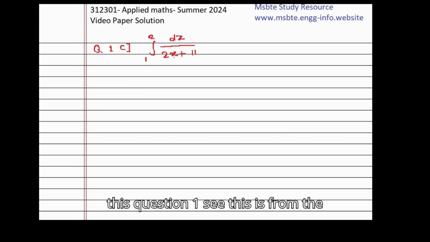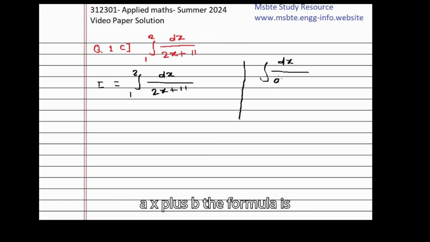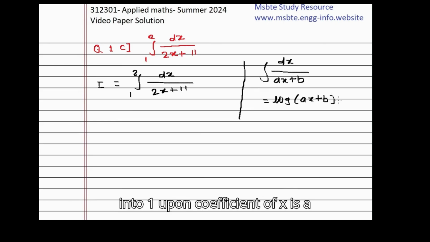So this is question 1c, from the chapter definite integration. We have been given limits. इसमें लिमिट दिया गया 1 to 2 dx upon और इधर लीनियर टर्म है. तो इसको सॉल्व करते हैं. I is equal to integration of 1 to 2 dx upon 2x plus 11. Now here we will use this general formula, integration of dx over ax plus b. The formula is log of ax plus b into 1 upon coefficient of x, which is a. Plus c is for indefinite. Now here we have definite integral, so we will not use plus c.